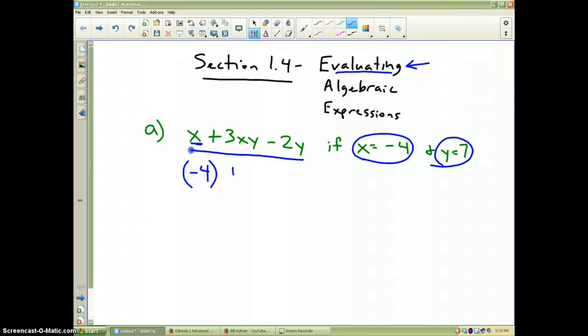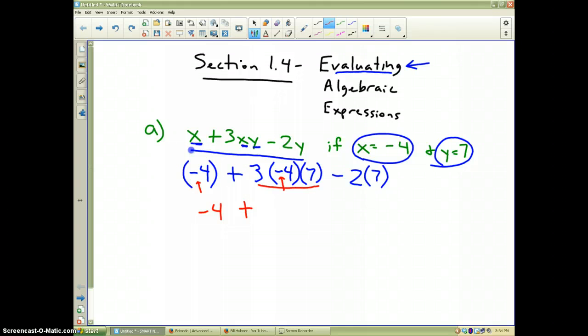Plus 3 parentheses times -4, which is what x is, times 7, which is what y is, minus 2 times y, so in parentheses I'm going to put the number 7. Please put those parentheses in the problem. It will make your life much easier, and most importantly, it will help you keep track of these negative signs. All right. Well, -4, you're not doing anything to it, so we'll just leave that.